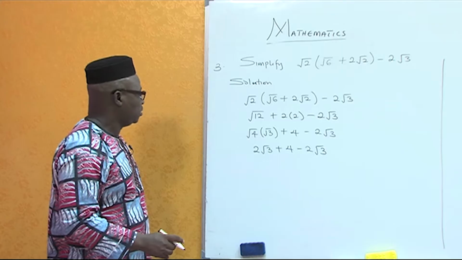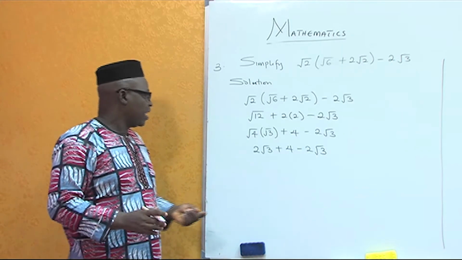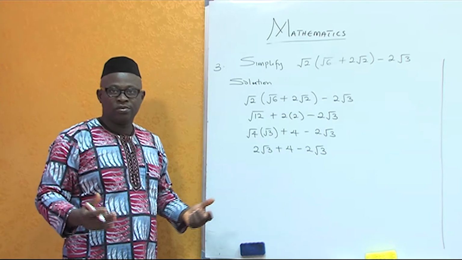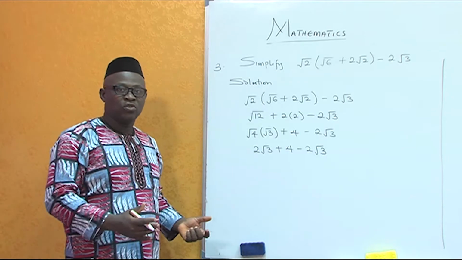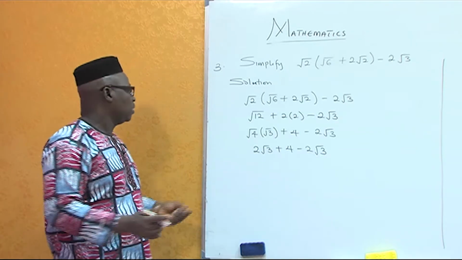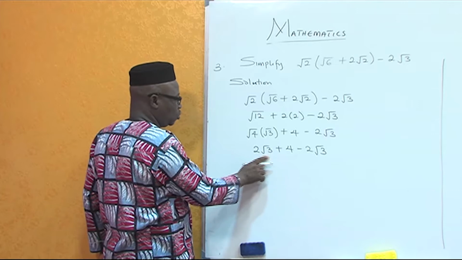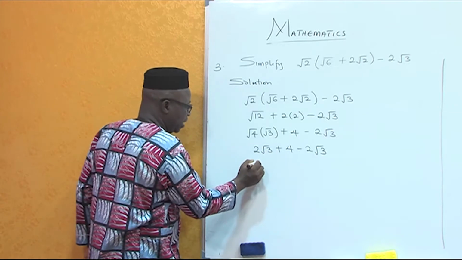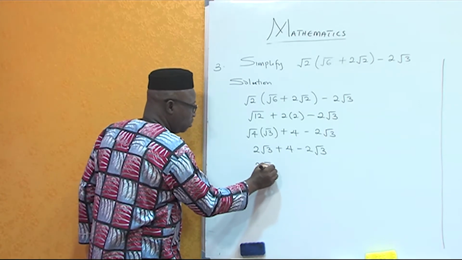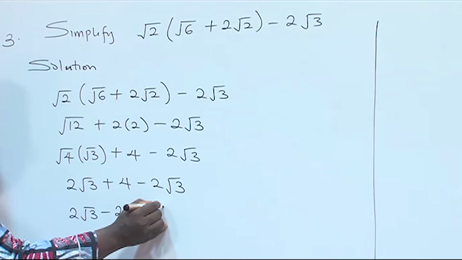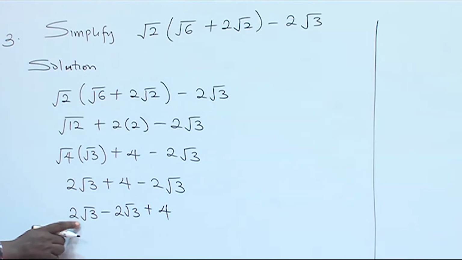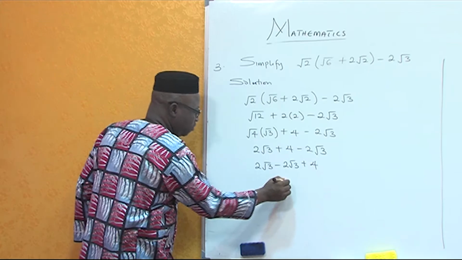So at this point, we can only add surds together. We cannot add a surd and a number together. So in this case, I'm going to bring this surd and this particular one together. So I have 2 root 3 minus 2 root 3, then the number will now follow. So 2 root 3 minus 2 root 3 is 0. So we are actually left with 4.